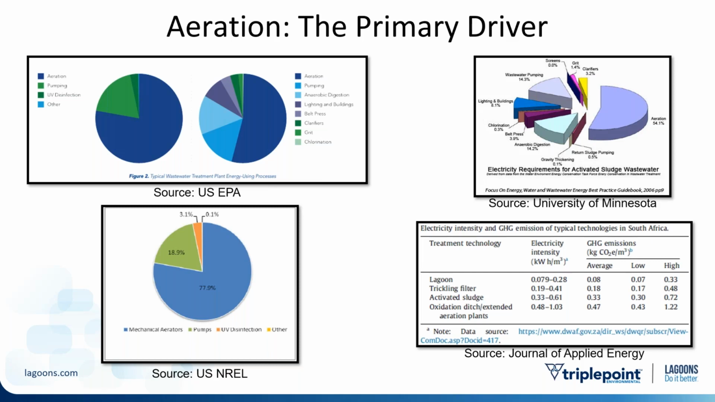And fun fact, there's a country, South Africa, where they did a study of the different treatment technologies to determine how much energy expenditure per cubic meter of wastewater treated across different technologies. What they discovered is that lagoons are actually the most efficient technology from a wastewater treatment standpoint. If you have the space and you have the time, you can treat the water very inexpensively.